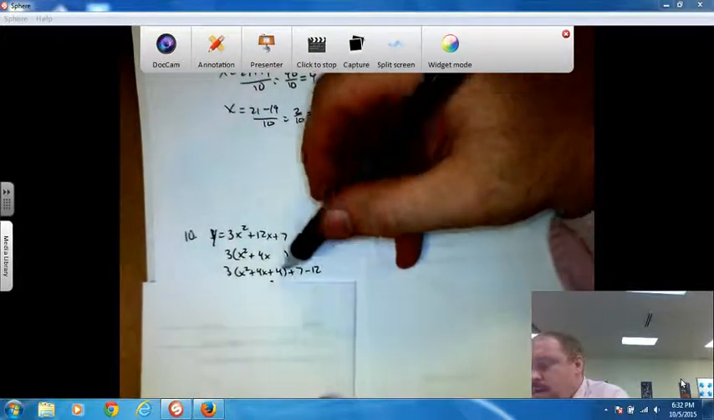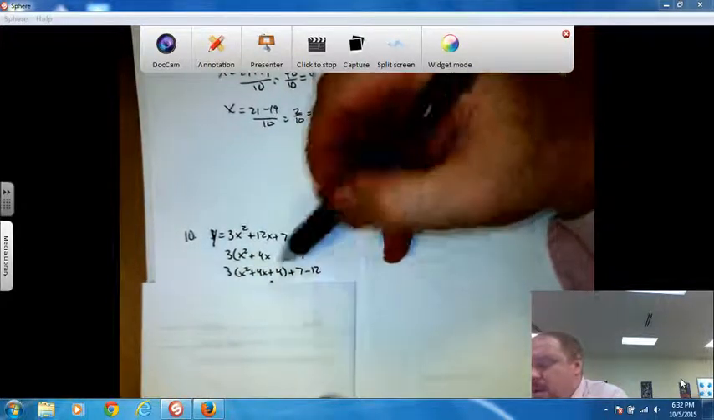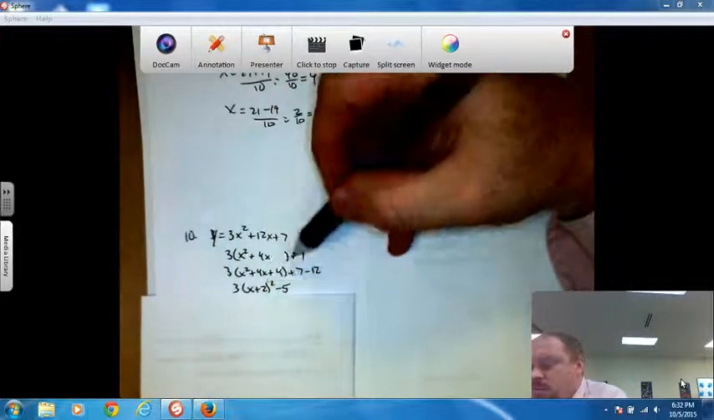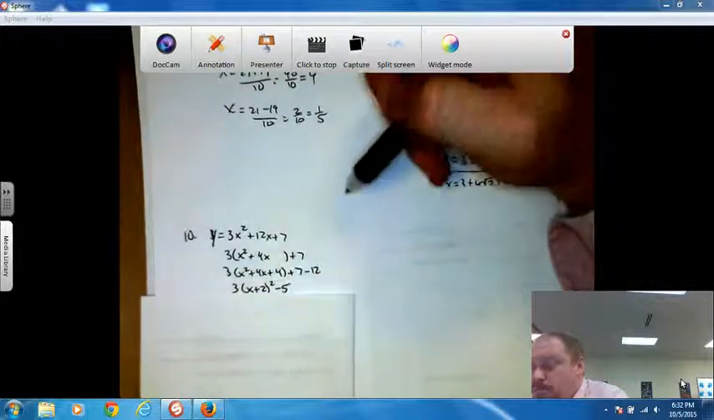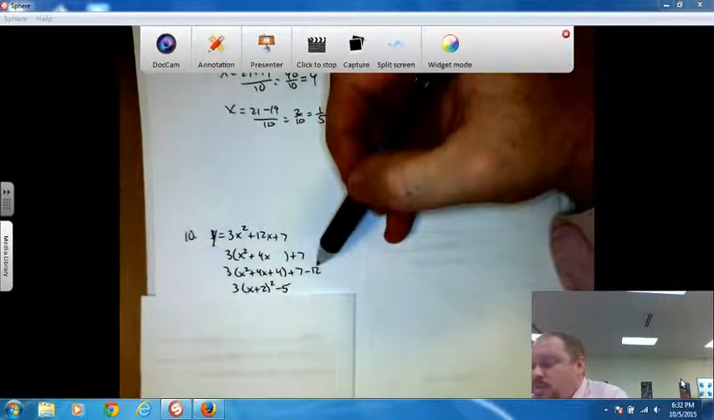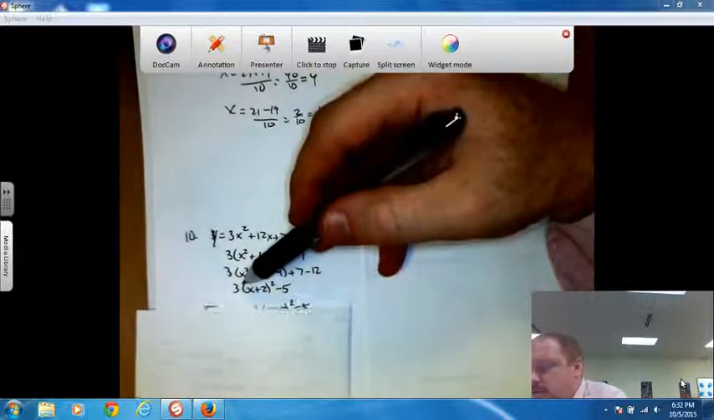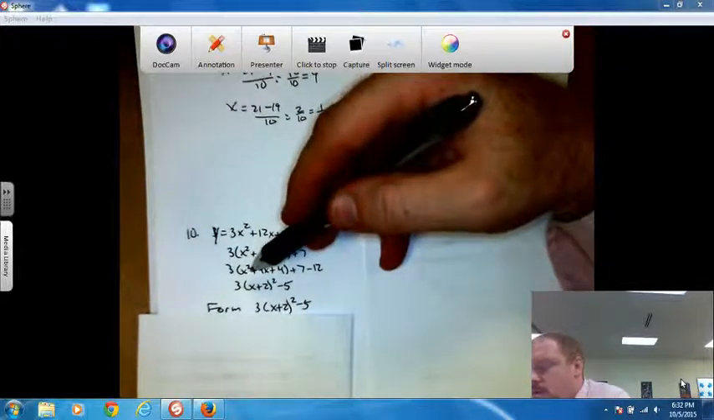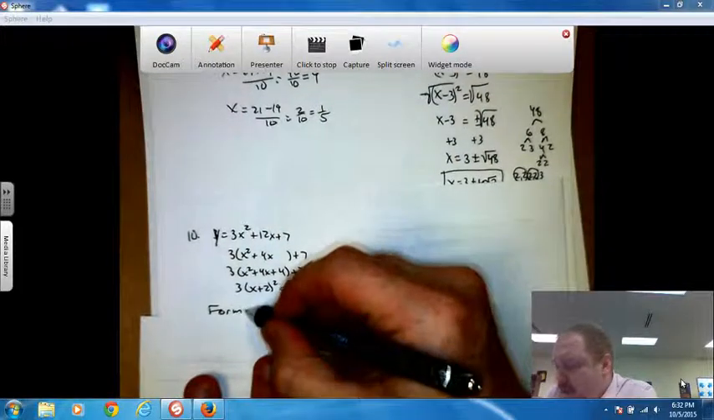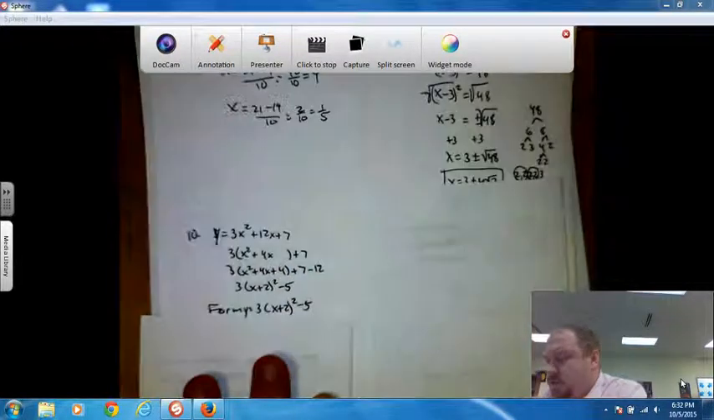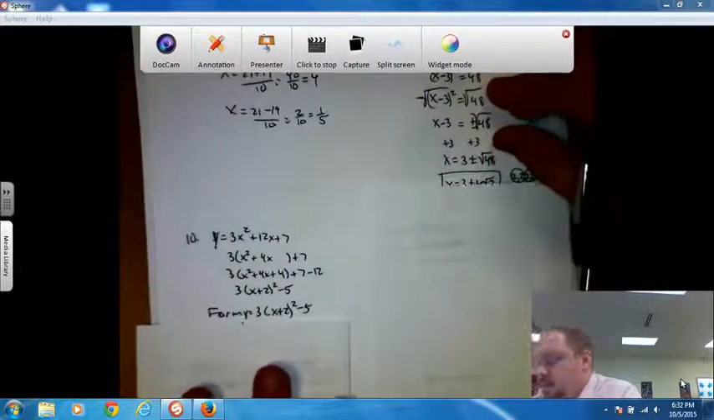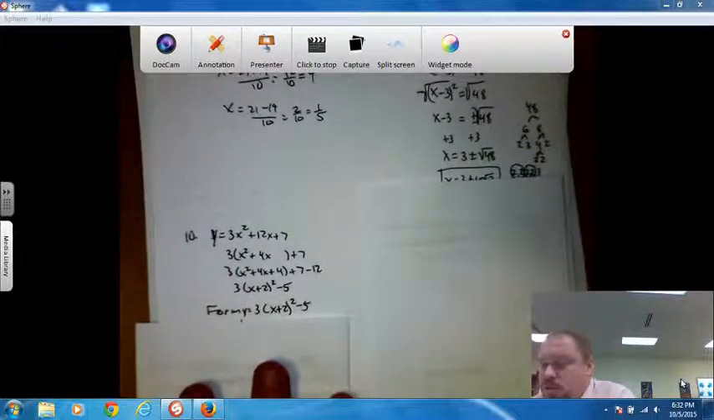Then I factor this group in here. Half of 4 is 2, so I get x plus 2 squared. Positive 7 minus 12 is negative 5, and I bring the 3 down with me. So my vertex form is y equals 3 parentheses x plus 2 squared minus 5.